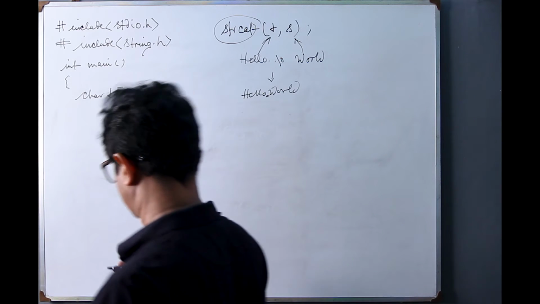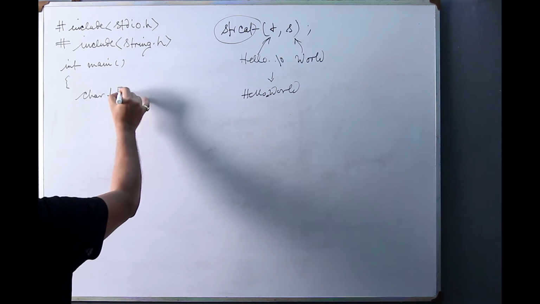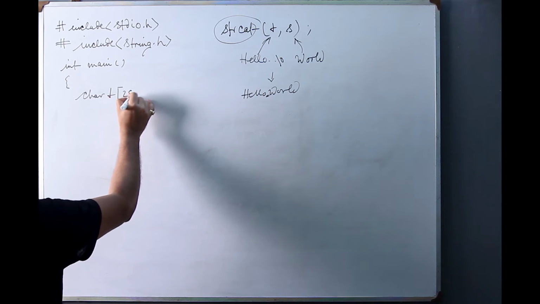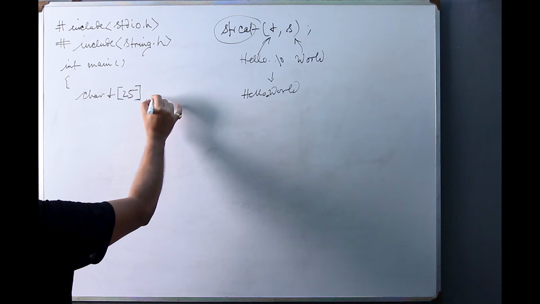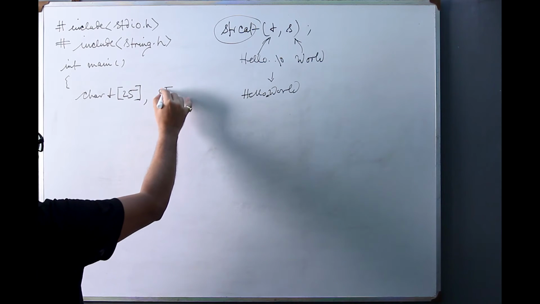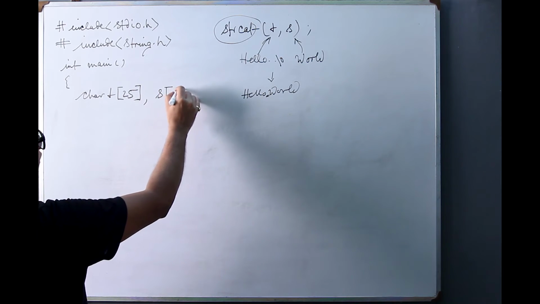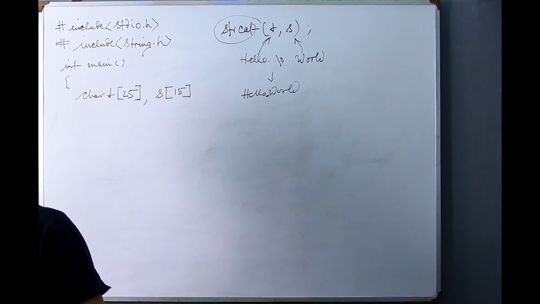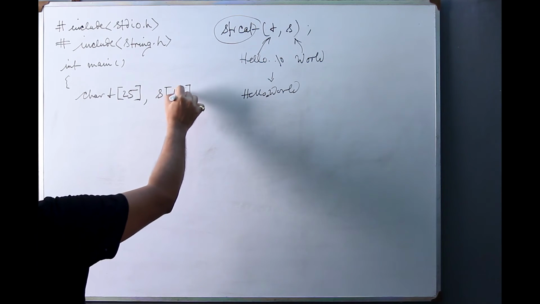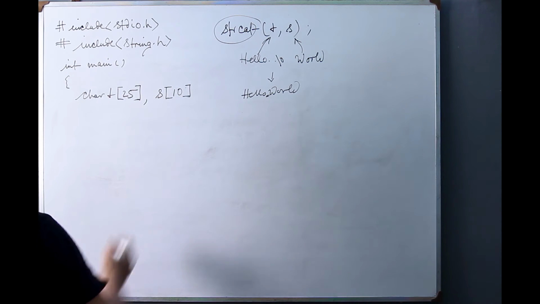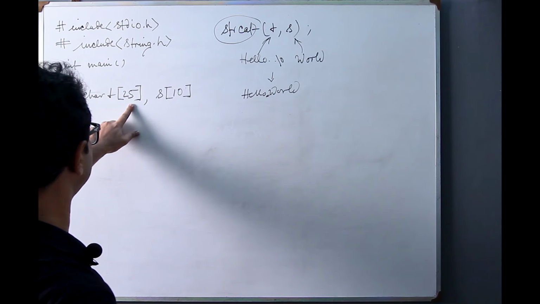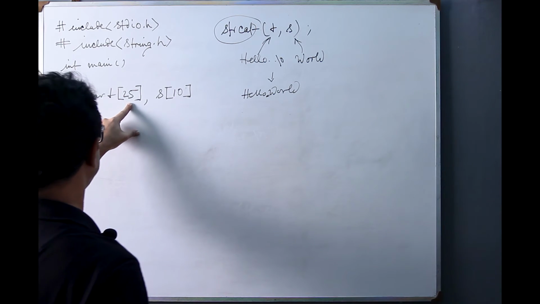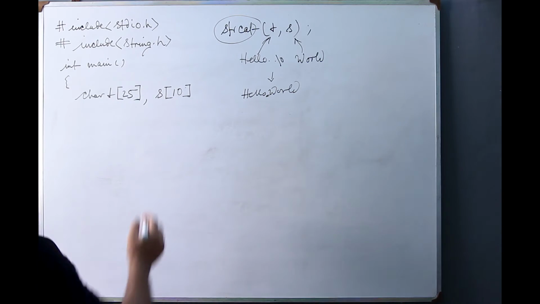So let us take the dimension of the target string as 25, suppose, and let us take the dimension of the source string to be say 15, or say about 10. For the sake of simplicity, we are just maintaining this sort of dimension. The target string has a dimension of 25, and the source string has a dimension of 10.